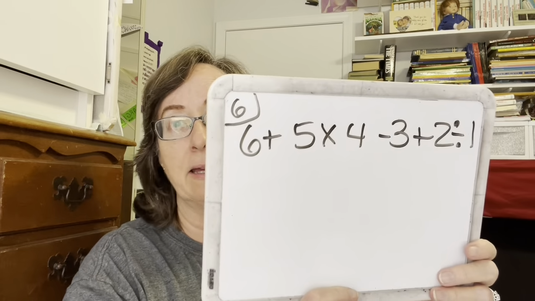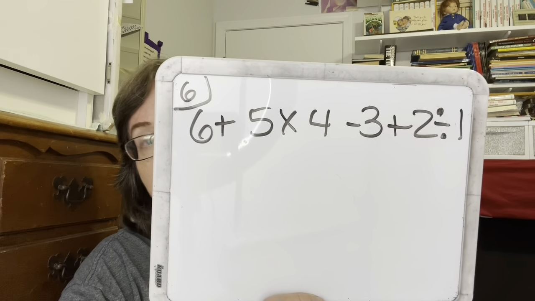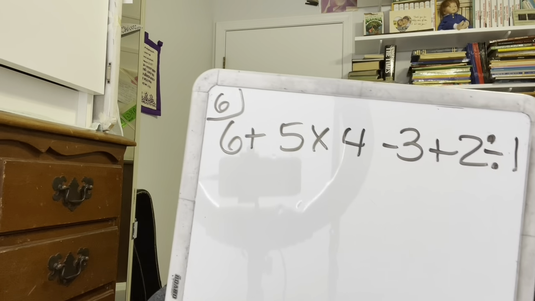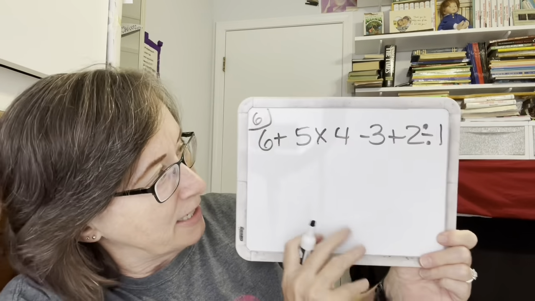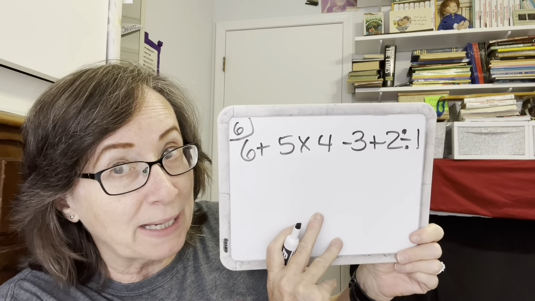Number 6 says, oh, it's long, okay? It says 6 plus 5 times 4 minus 3 plus 2 divided by 1. Yep, that looks like what it says. Okay, so here we go. What does our order of operations say? Please excuse my dear Aunt Sally.